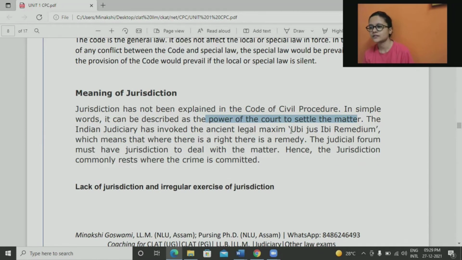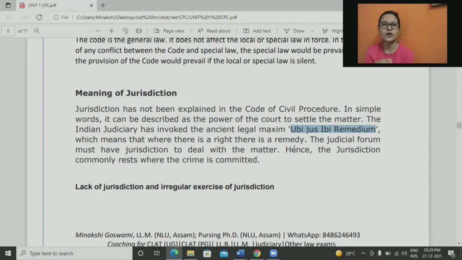Now, this concept has developed from the Latin maxim ubi jus ibi remedium, which means when there is a right, there is a remedy. It is not enough that it is simply said, okay, you have all these rights, take it. No, it's not enough. The Constitution also provides for so many fundamental rights. There are other legislations which provide for a bunch of other rights. But just mentioning that you have this right is not enough. There has to be a remedy as well.